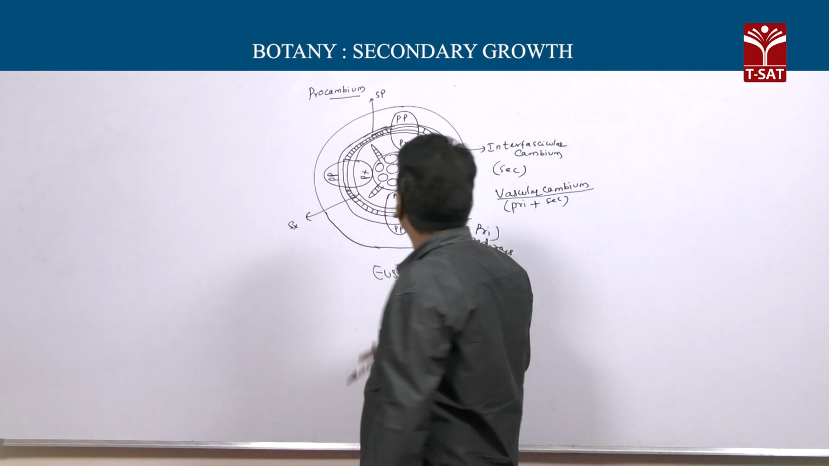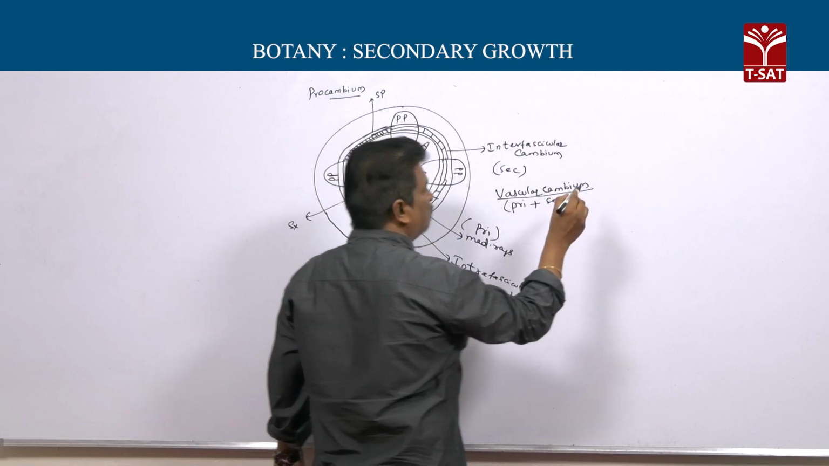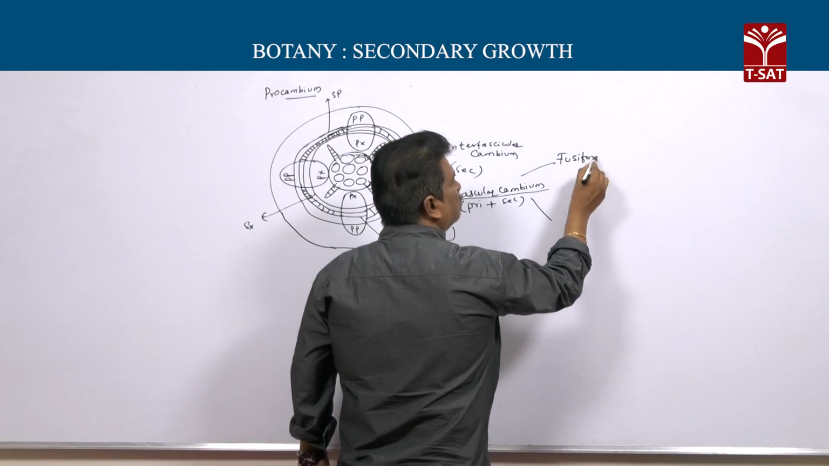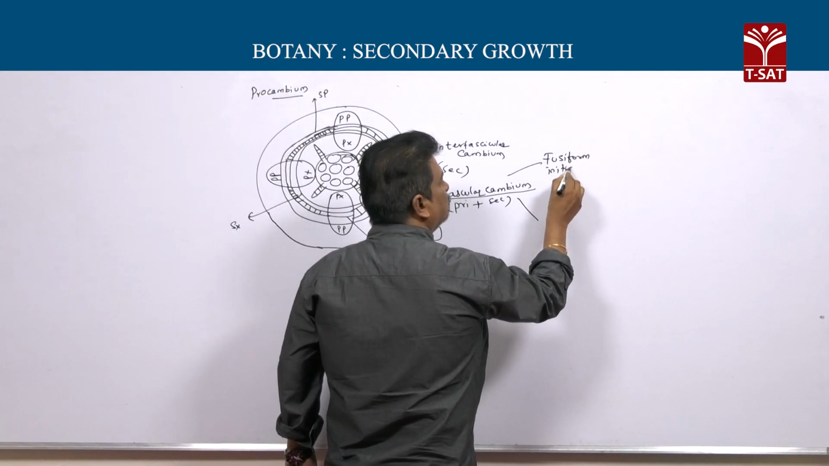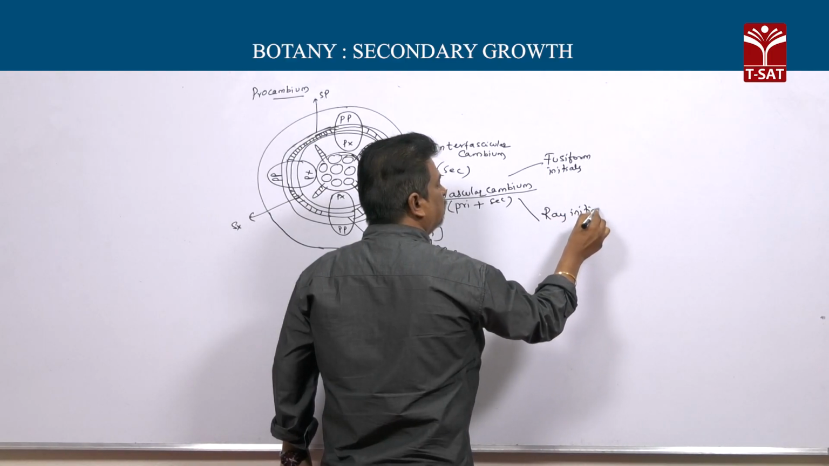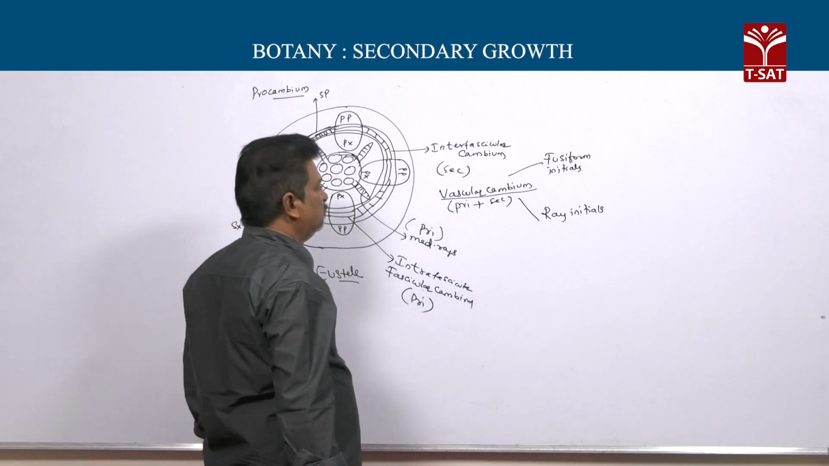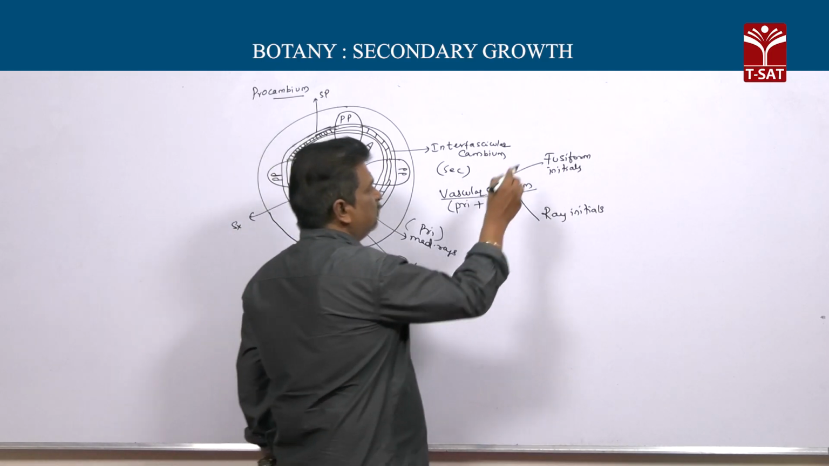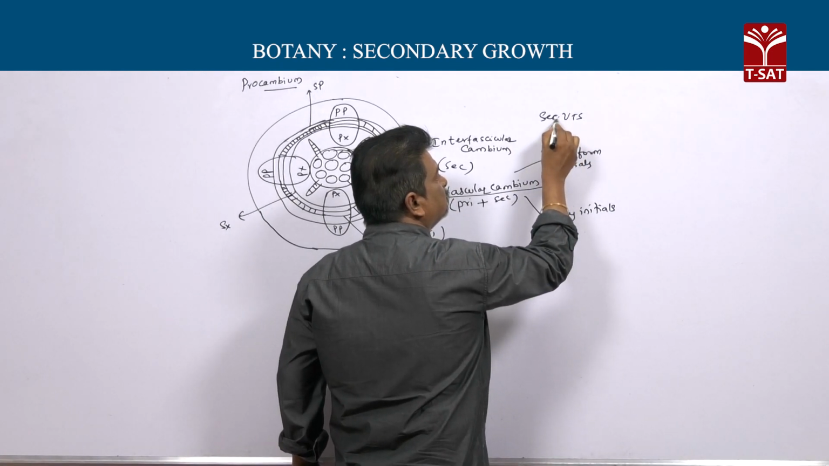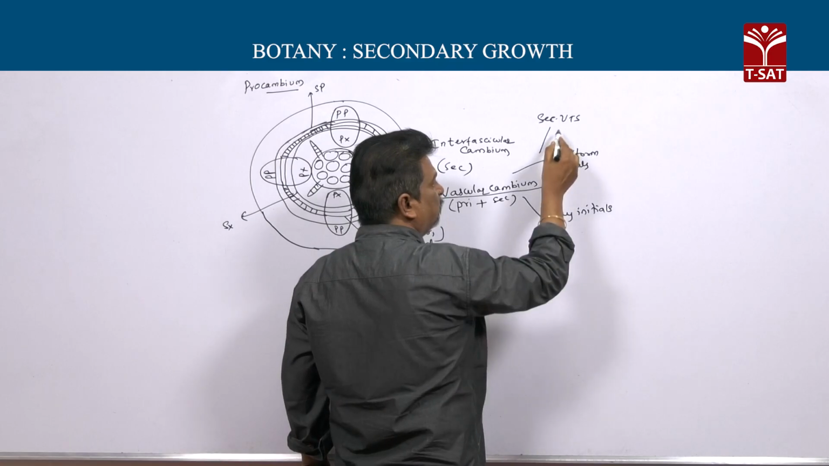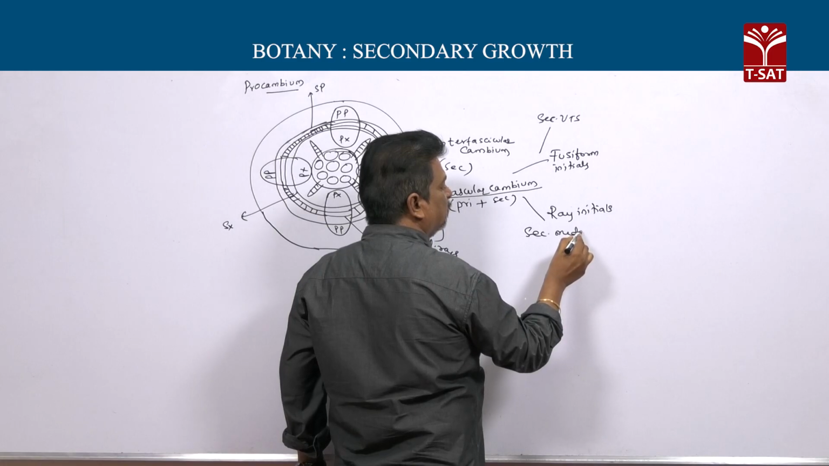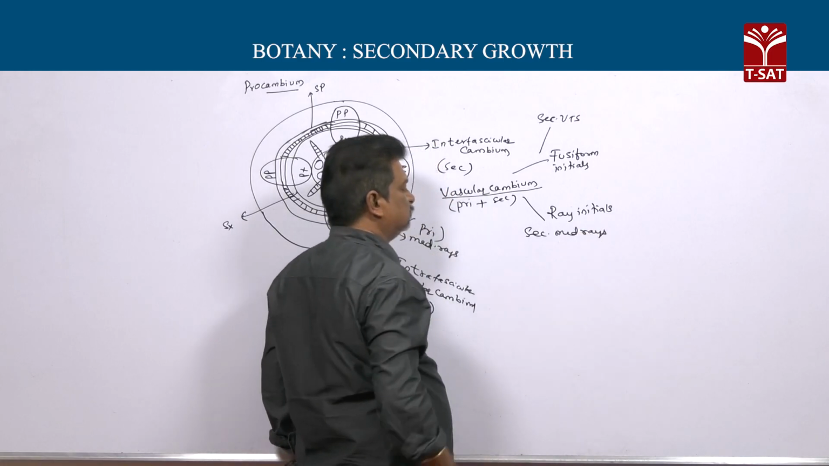Then rightly this vascular cambium contains two types of cells. One is called fusiform initials and second one is called ray initials. Fusiform initials give rise to secondary vascular tissues like secondary xylem and phloem. Ray initials give rise to secondary medullary rays.